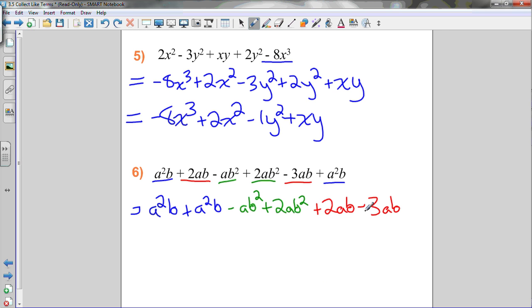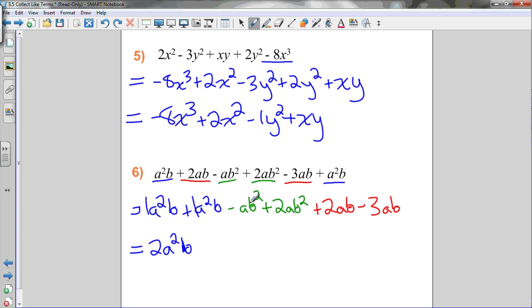Okay, so I've got 3 groups of like terms. I'll be able to collect these groups together in order to simplify this expression. So if I have a 1a squared b plus another 1a squared b, that gives me 2a squared b. I added the coefficients only and kept the variables and exponents exactly the same.